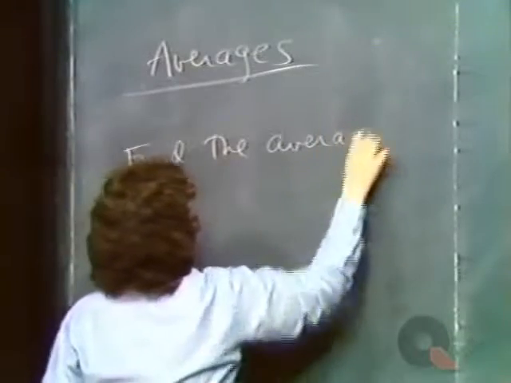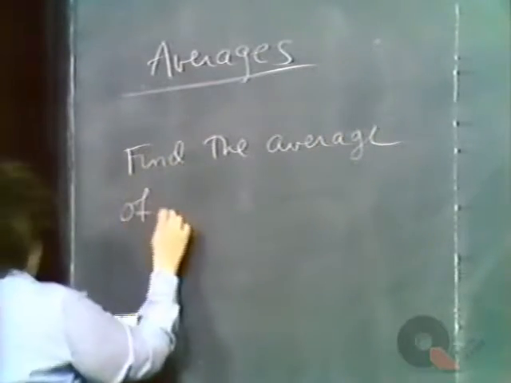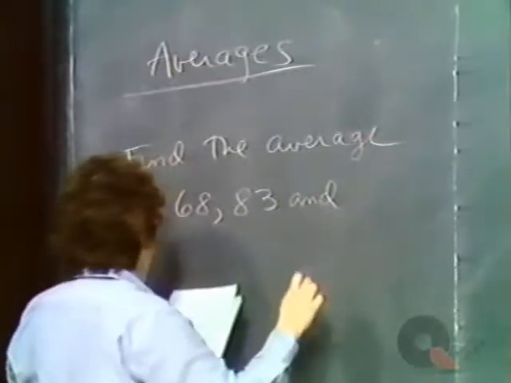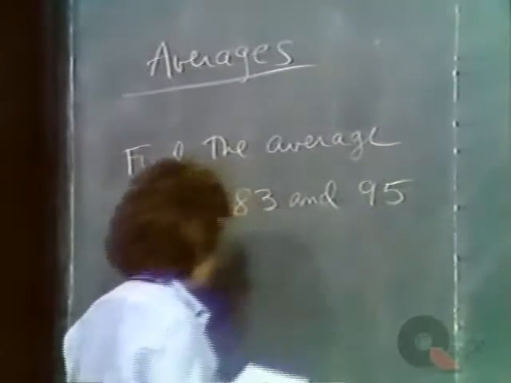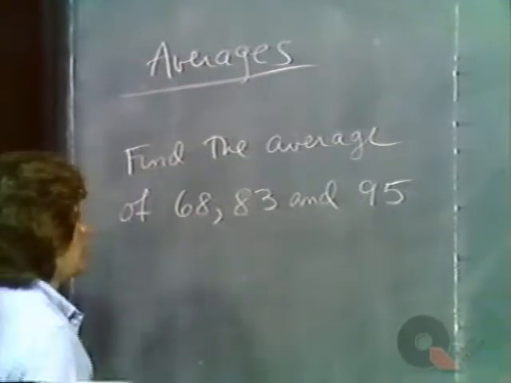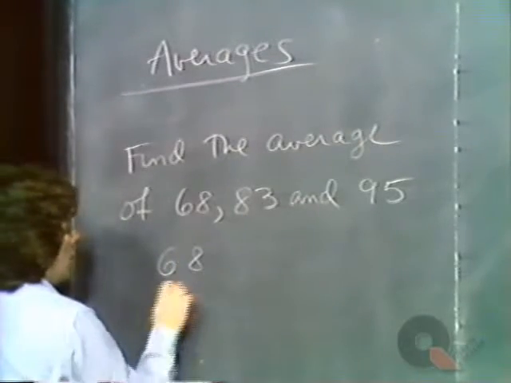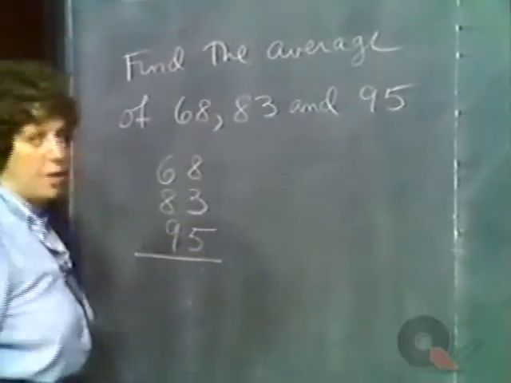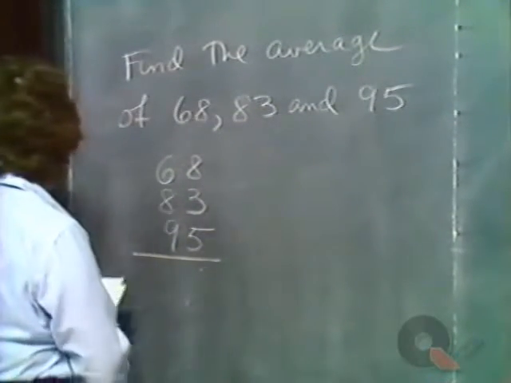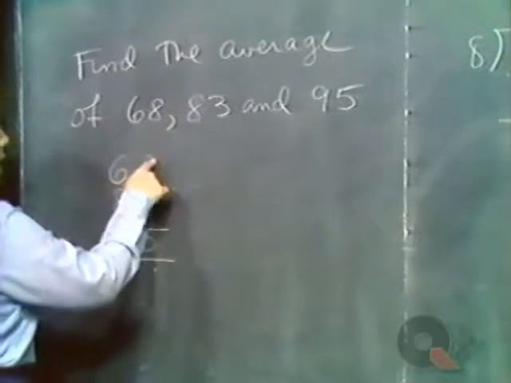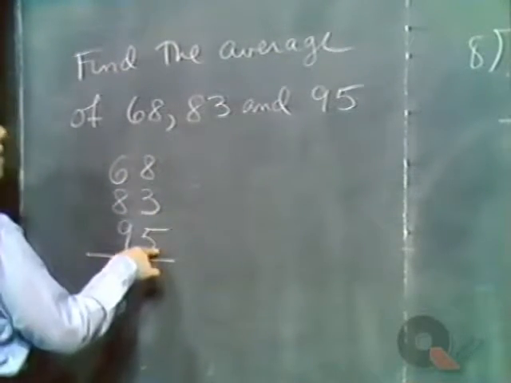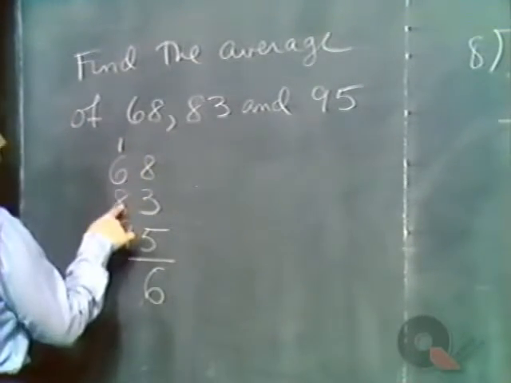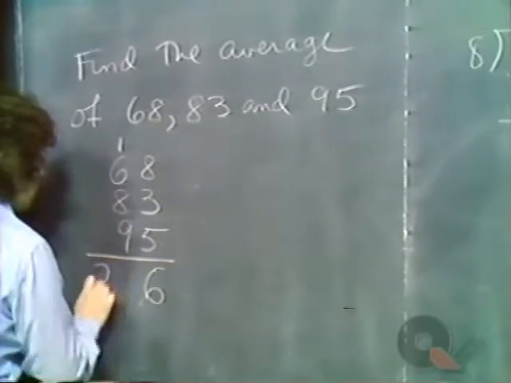Find the average of the numbers 68, 83, and 95. Okay, there are 3 numbers, so all you do is add up 68 plus 83 plus 95, add them all up and divide by 3, because there were 3 numbers. 68 plus 83 plus 95. 8 plus 3, that's 11, plus 5, 16. Put down the 6, carry the 1. 1 plus 6, 7, and 8, 15, and 9, 24.